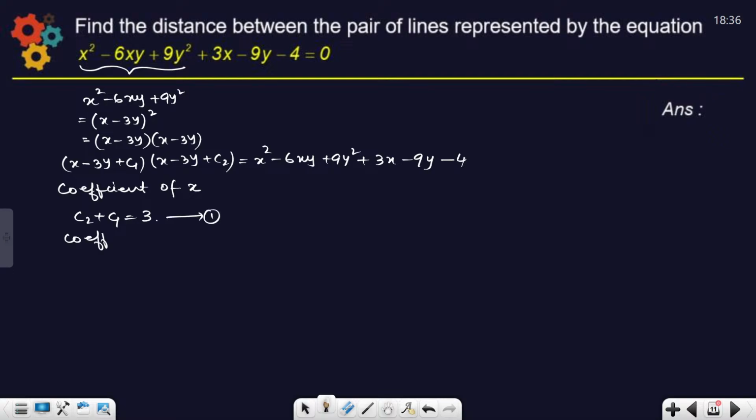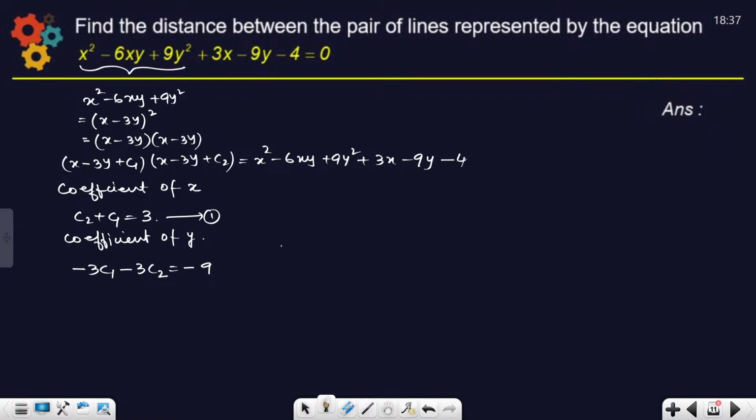Now you compare the coefficient of y. What will be the coefficient of y? From the left hand side, we are going to have minus 3c1 and minus 3c2, which will equal minus 9, because the coefficient of y on the right hand side is minus 9. Have I done it correctly?